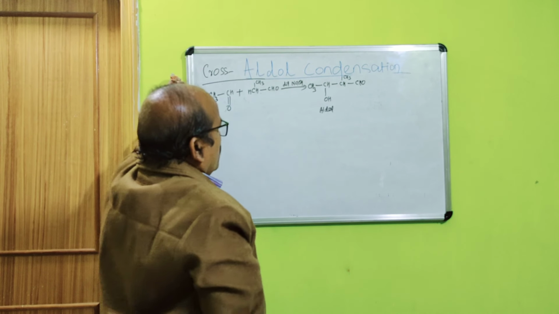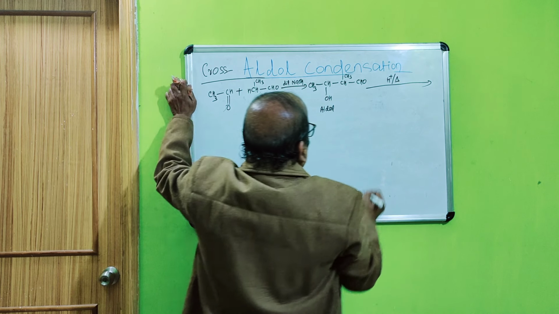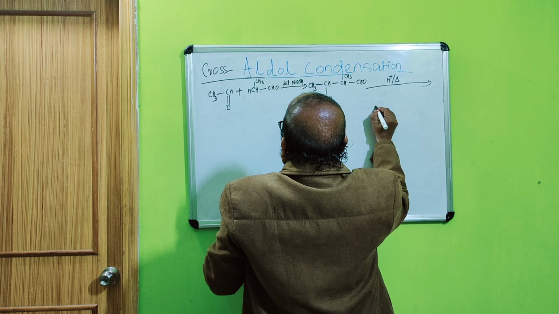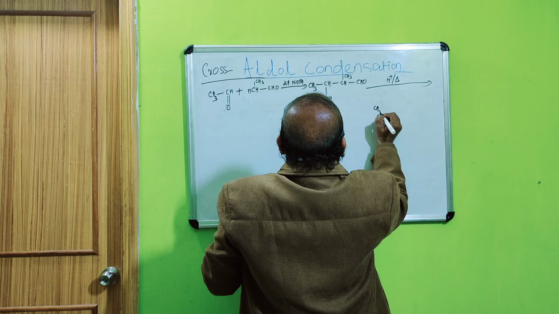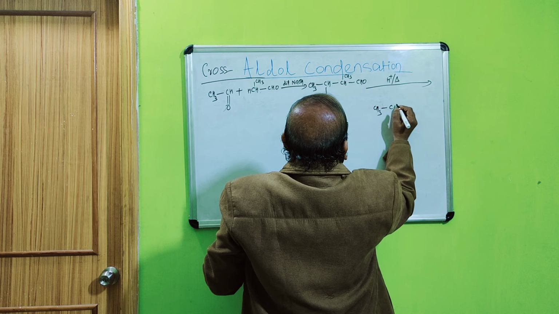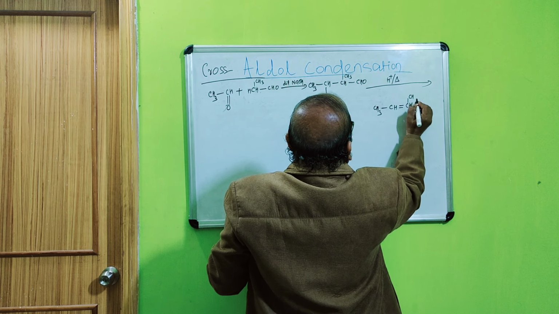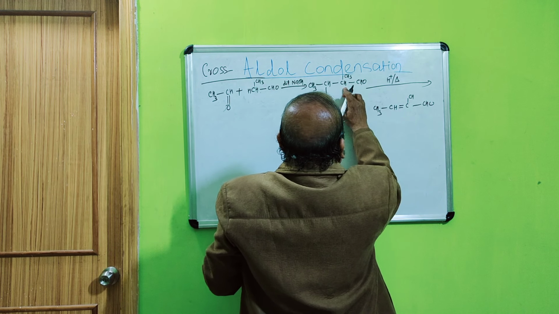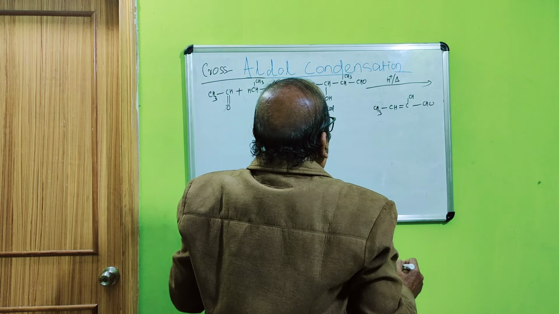On heating in presence of acid, a water molecule will go, and it will form CH3 CH double bond CH double bond C CHO, because this hydrogen atom will combine with hydroxyl ion liberating water. So this is one compound.